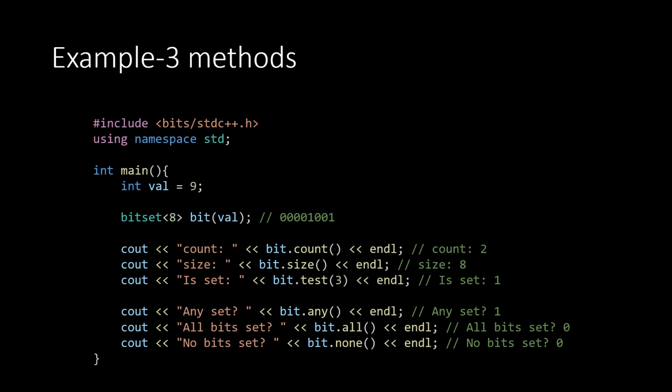And the next one is all. This all method will return 1 if all the bits are set to 1. Otherwise, it will return 0. It is also a true or false method. It will return a boolean value.